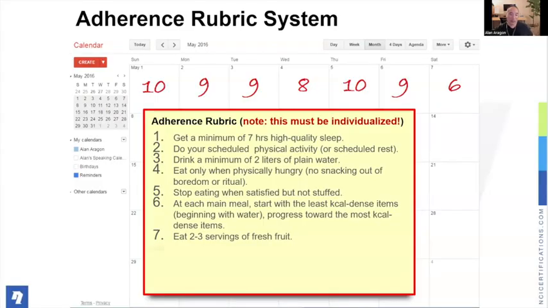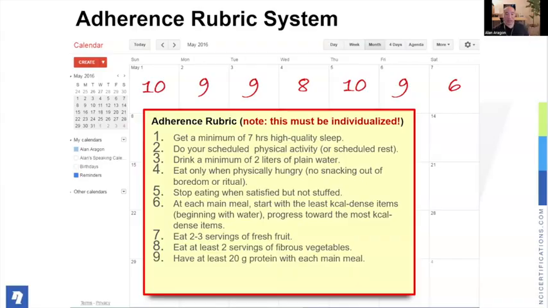Eat 2 to 3 servings of fresh fruit. Eat at least 2 servings of fibrous vegetables. Have at least 20 grams of protein with each main meal. And finally, optimal indulgence would be a maximum of 2 alcoholic beverages or a maximum of 1 small dessert serving.